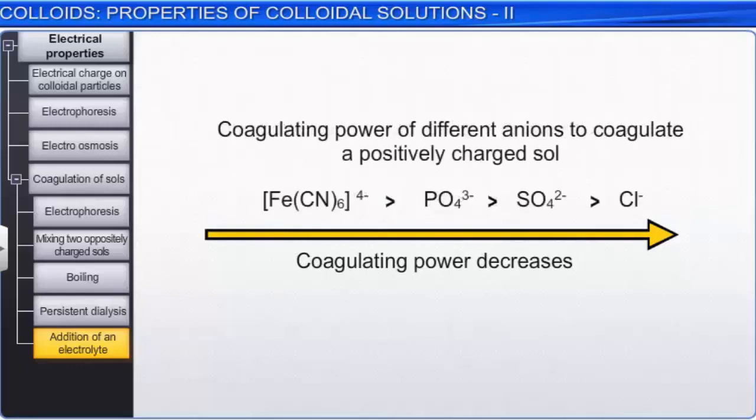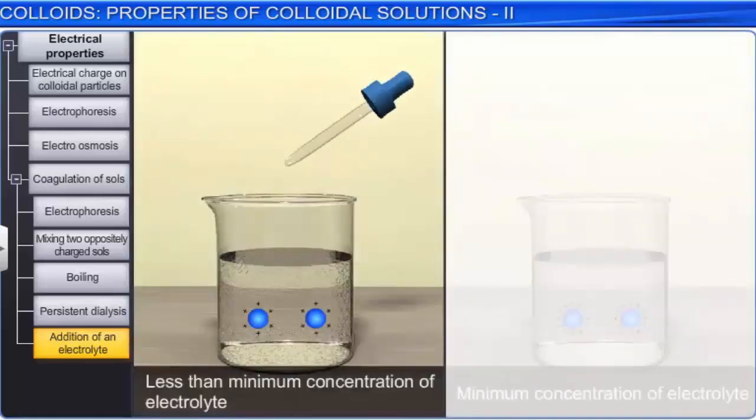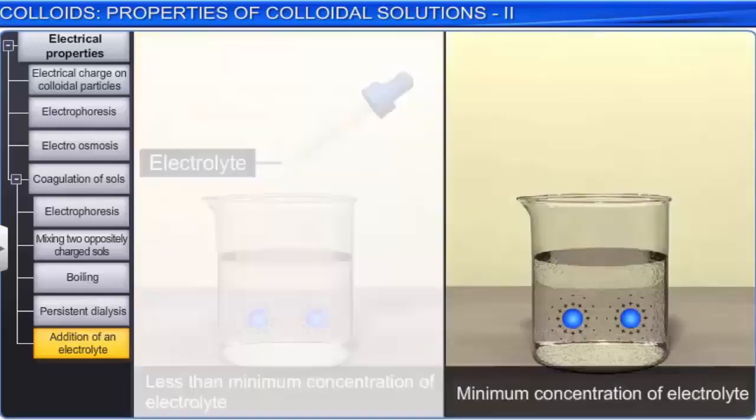Similarly, the coagulating power of different anions to coagulate a positively charged sol decreases in the order [Fe(CN)6]⁴⁻ > PO4³⁻ > SO4²⁻ > Cl⁻. The coagulation of a sol by an electrolyte does not take place until the electrolyte added has a certain minimum concentration in the solution.